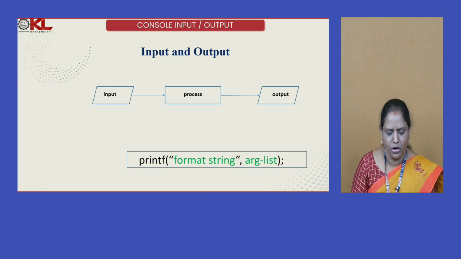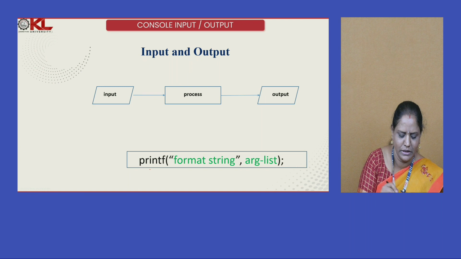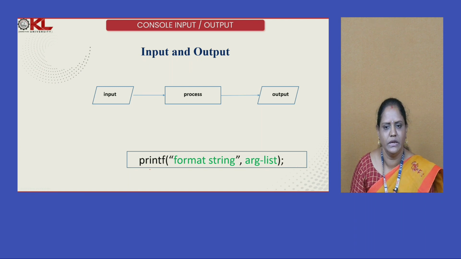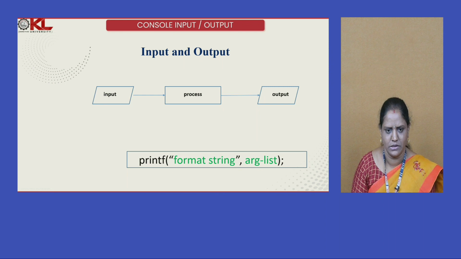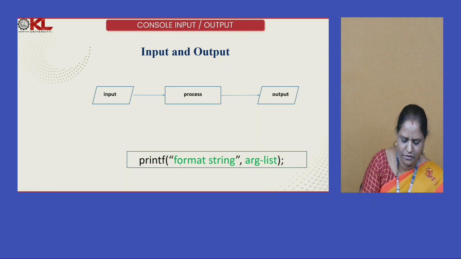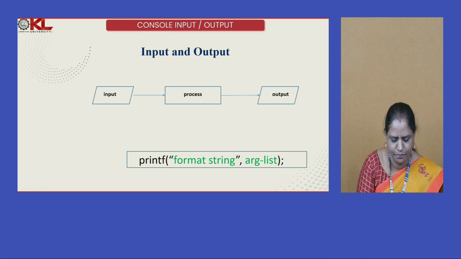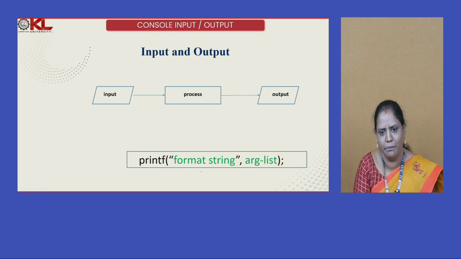In order to print anything on the screen, we go with the printf function. printf is a predefined function which is used to print anything on the screen. Using printf you can print a message and you can also print the value of a variable. Now the syntax is the printf function, in quotation we give the format string, then close the quotation, and give the argument list.